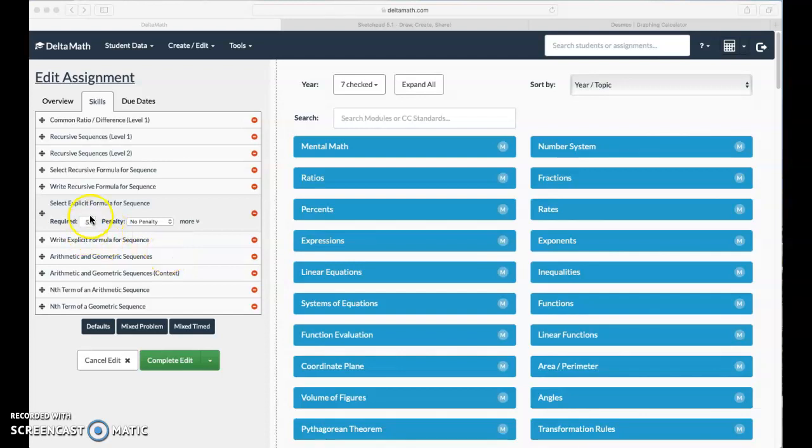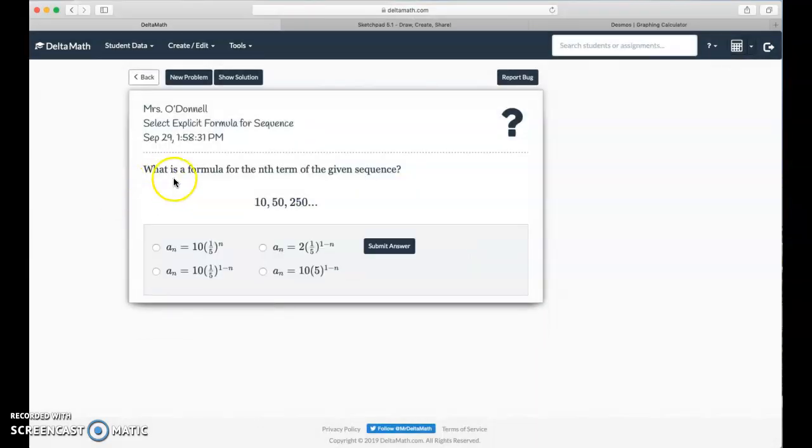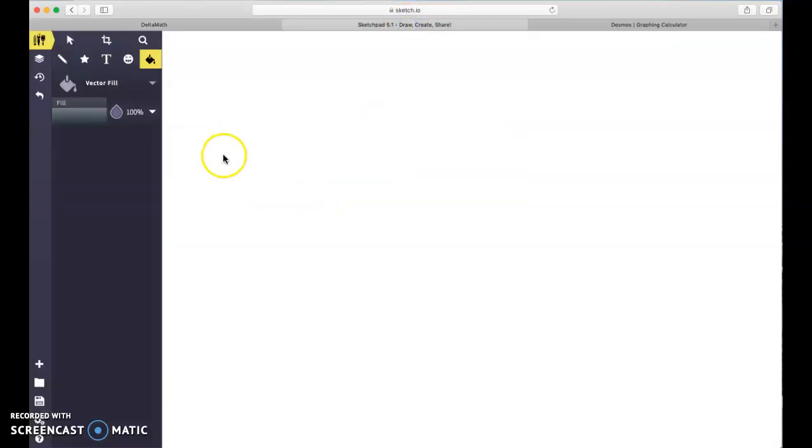All right, so our next Delta Math section is select explicit formula for the sequence. So let's go ahead and click on that. What is the formula for the nth term of the given sequences? And it's given to us in multiple choice. And they want the explicit formula. It looks like we've got 10, 50, 250. So let's hop over to our sketch pad and we'll try some stuff.